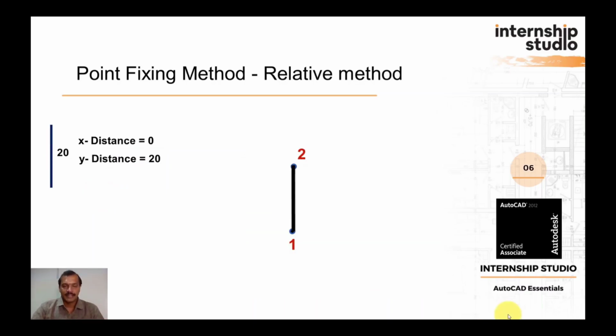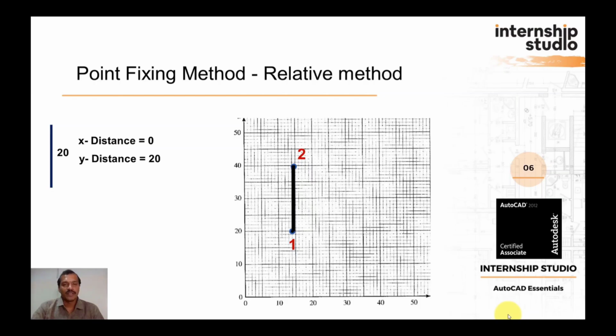Similarly, take the vertical line, and draw this vertical line on the graph sheet. Now you can observe that point 1 and point 2 have the same x value, but point 1 and 2 have two different y values. So the difference between point 1 and 2 is in the y direction. There is no difference in x direction. That is why the x distance of the vertical line becomes 0. The y distance of the vertical line becomes some value.